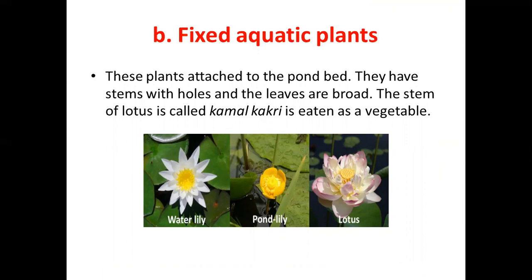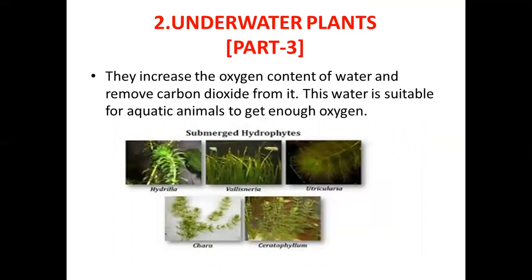Now, in this class, let us learn about underwater plants. Already we have discussed the two types of floating aquatic plants. So, in this part, let us learn about underwater plants. See, in this picture, we can see some plants: Hydrilla, Vallisneria, Utricularia, etc. All these plants are present under the water. So, the plants which grow under the water are called underwater plants.